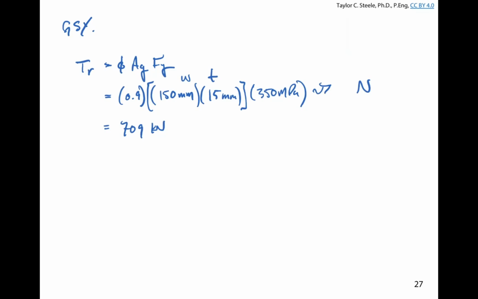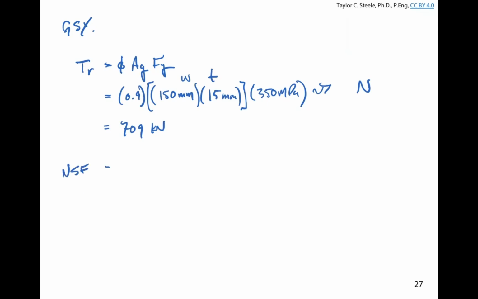Okay, so that was the easier one. So y'all at this front corner had a bit more chance to maybe get an answer. Did anybody get an answer that was different than this, or does anybody have any questions or concerns about how we arrived at that answer for gross section yielding? Okay, next one is net section fracture.